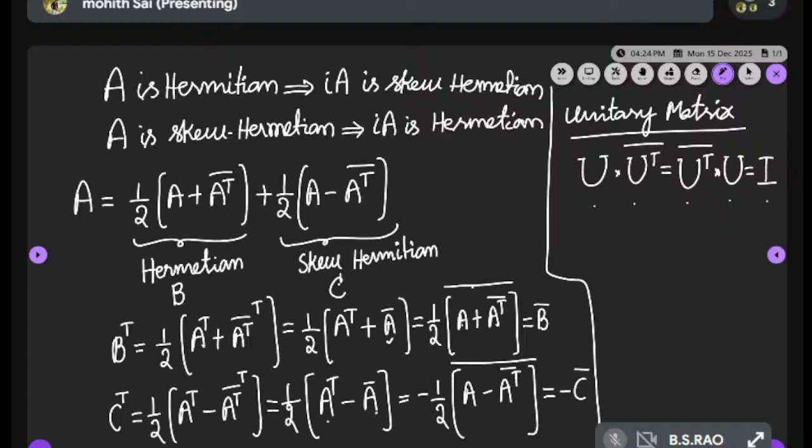It is generalization of what? Orthogonal matrices in complex matrices.